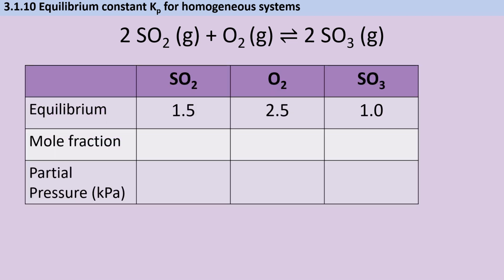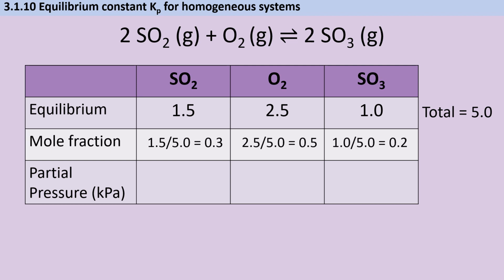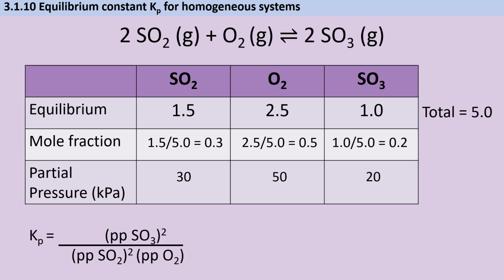So I add up the moles of all of those species, and I get a total of 5, and then I can work out a mole fraction, which in each instance I'm going to simplify to be a decimal. And then if I know what my total pressure is, then I can take that from the question and multiply it by this mole fraction to give me partial pressures for each of the substances. And then I can put that information into my expression.